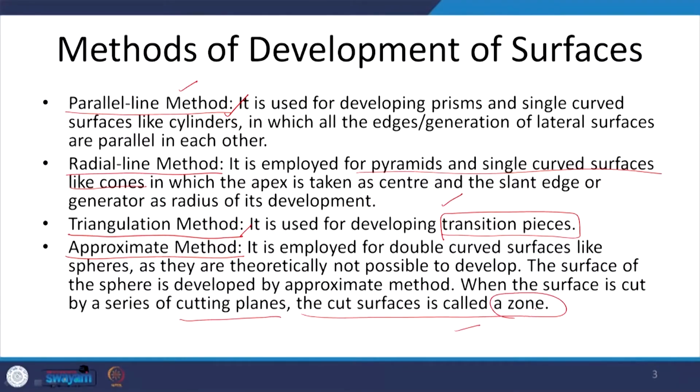There are two ways of approximating the surface of a sphere, and we will see both those surfaces. Each surface of a sphere is assumed to be cut by a series of cutting planes, and each of these cut surfaces is called a zone. So we will see how these zones are made as we go on to take the examples.